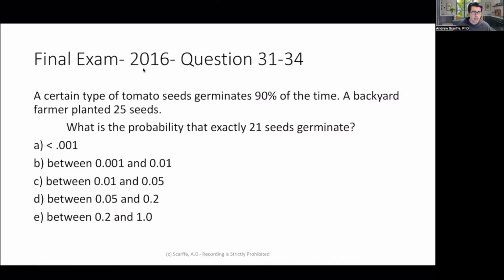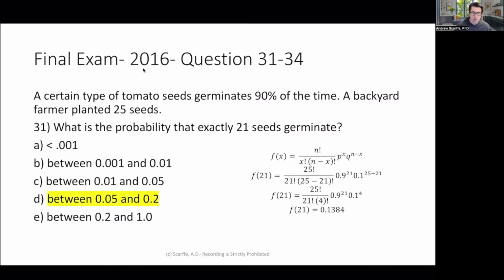In this particular question, we're dealing with a go, no go, grow, no grow kind of situation. And we're asked, what is the probability that exactly 21 seeds germinate? We should be cueing ourselves that we're looking for a discrete probability distribution. And in this situation, that discrete probability distribution of choice would be our binomial distribution.